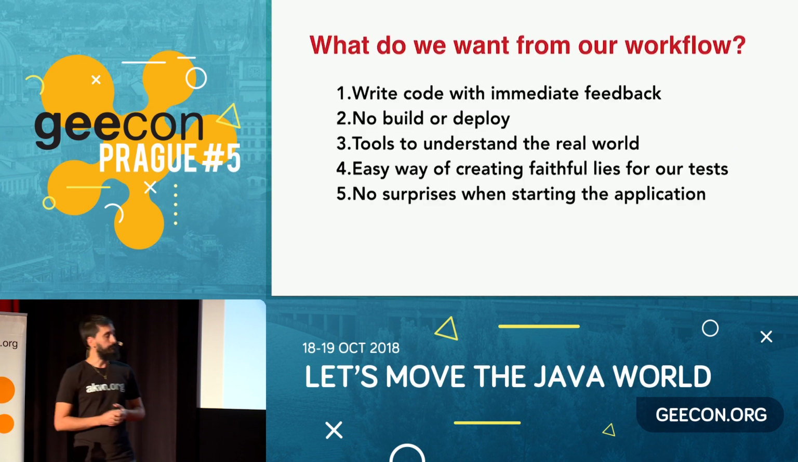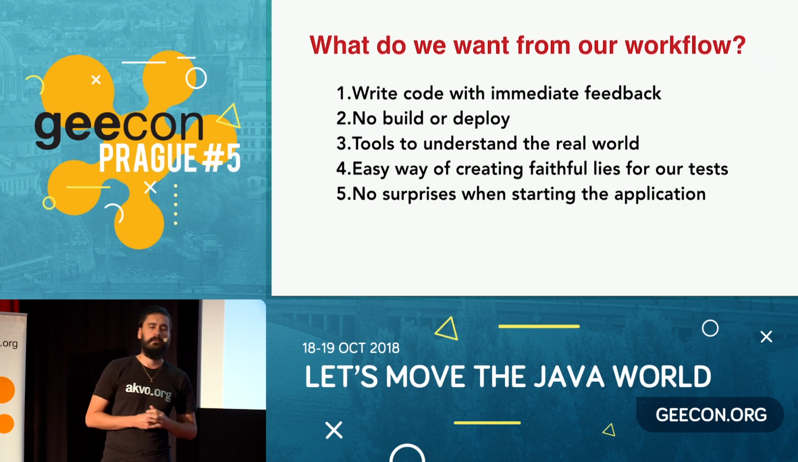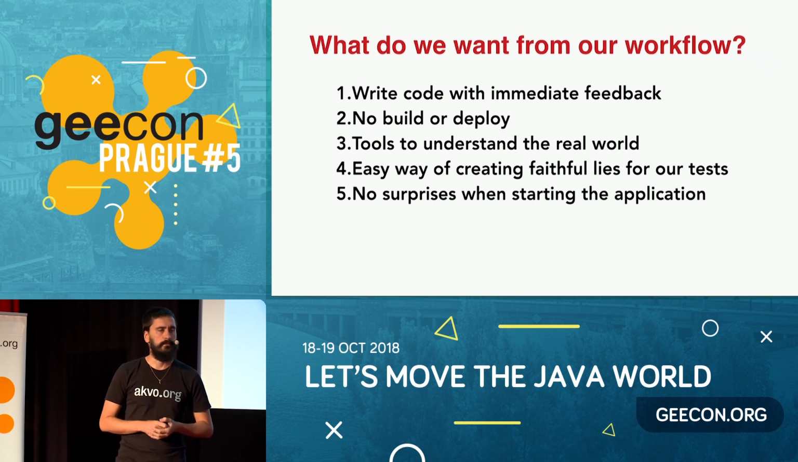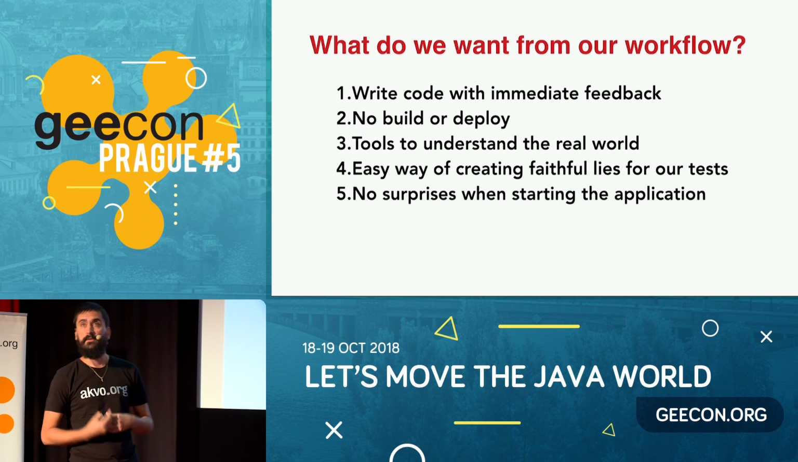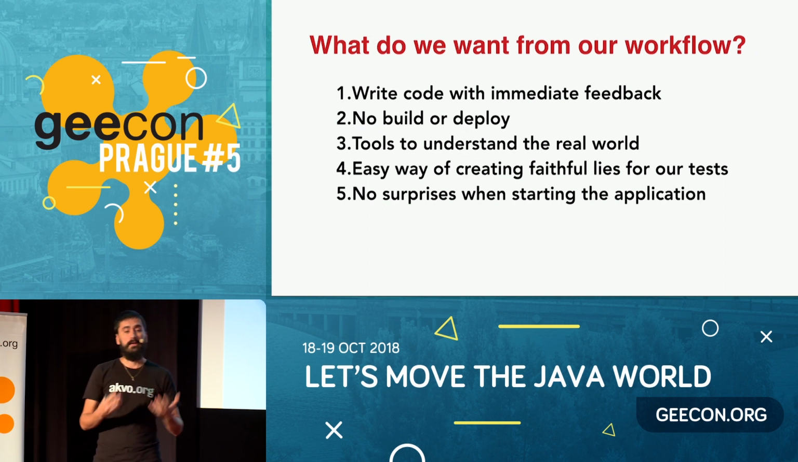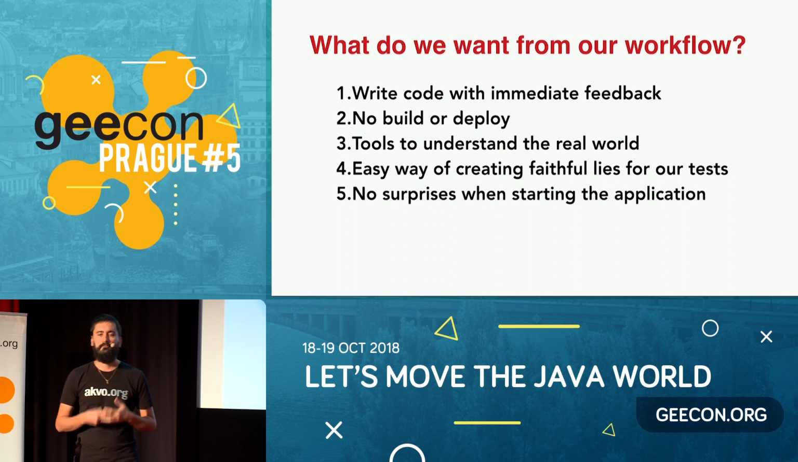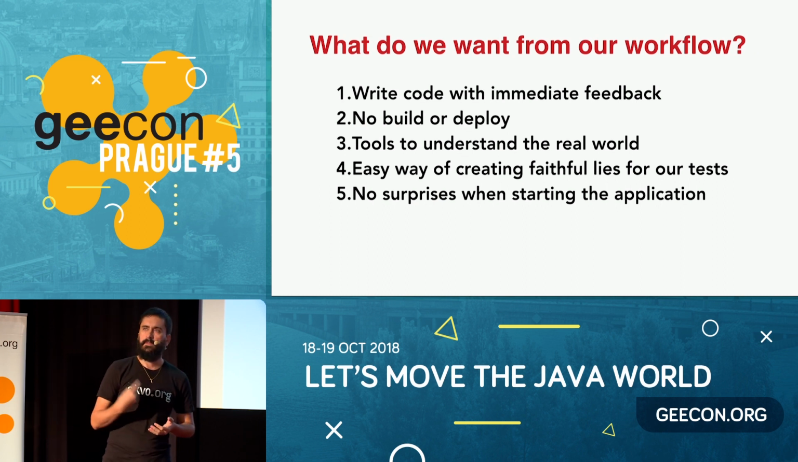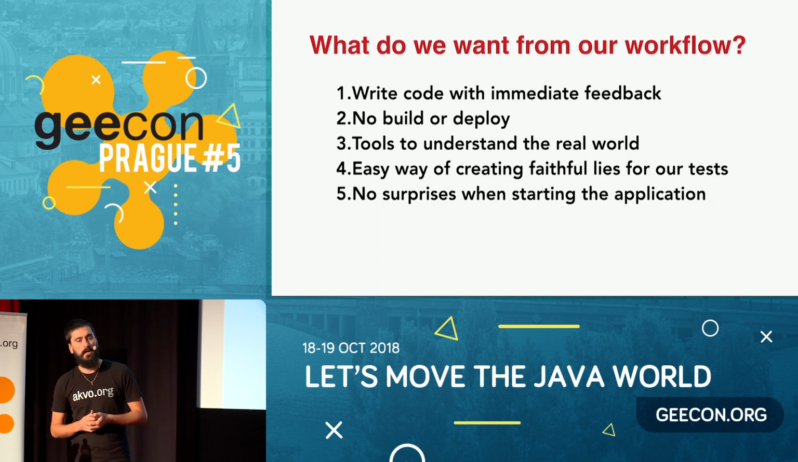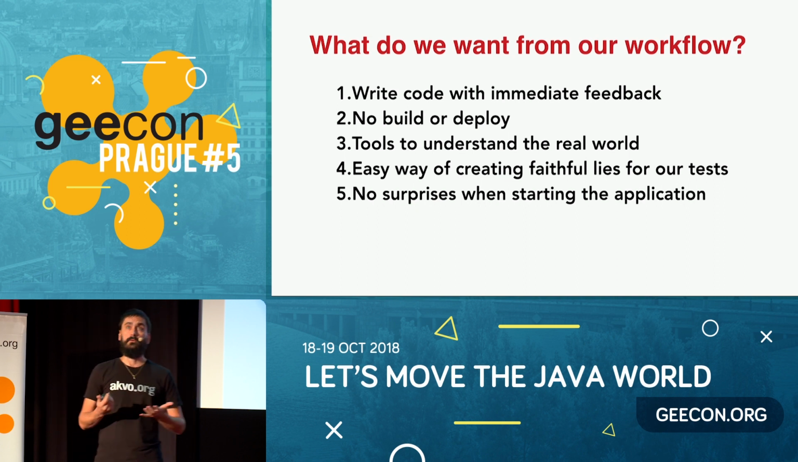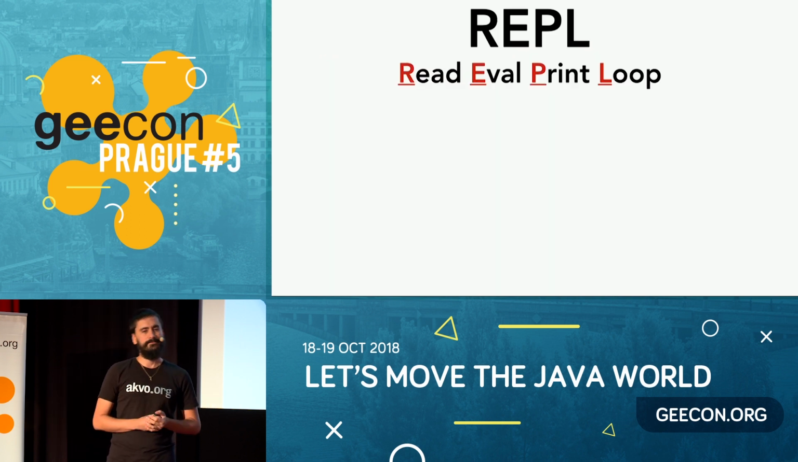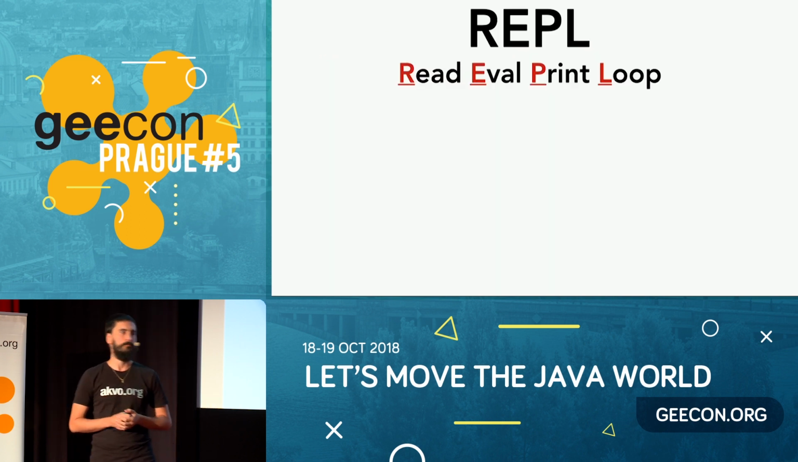So what do we want for our workflow? We want to write code and get immediate feedback. We don't want to be sitting there waiting for the build and the deploy to happen. We want tools to understand the real world, so we can have an easy way of creating faithful lies. And we don't want any surprises when the application starts. What kind of tool can we use to get all of these things? You're not going to be surprised. A REPL is a possible tool.